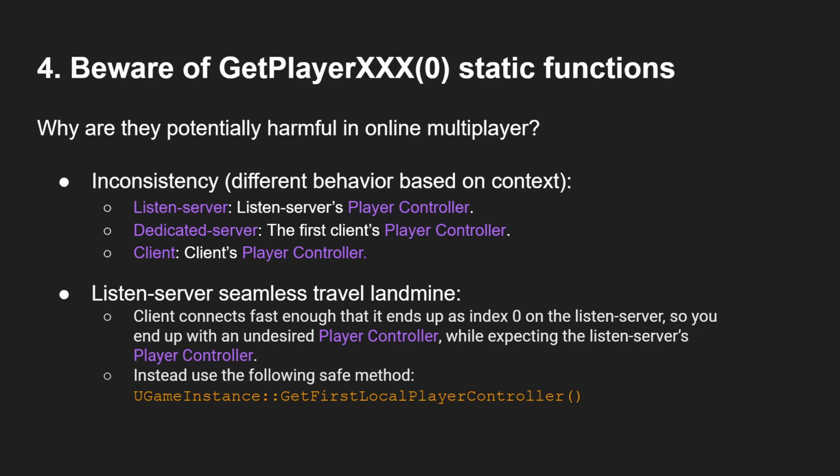It's one of the landmines that I was able to figure out and see somewhere, but probably there are some other landmines that I'm still not aware of. So just keep away from these functions and instead use the following safe method, which is called get first local player controller from game instance. You should be aware that this function sadly is not exposed to blueprints. And at this point, you probably should realize this, considering we've already said that blueprint is limited in terms of networking.